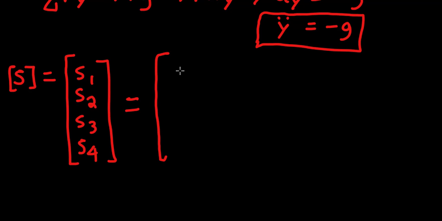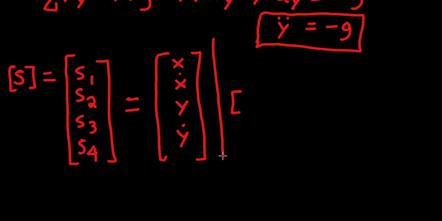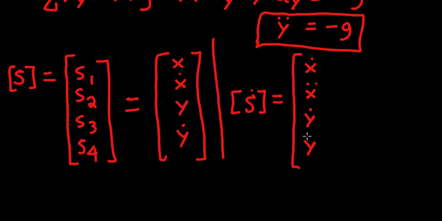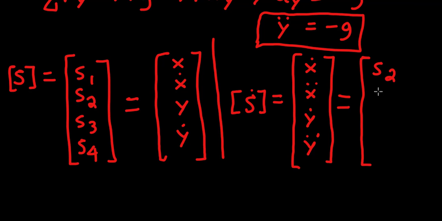And that will just be x, x dot, y, and y dot. If I want the derivative of my state vector, then that will clearly be x dot, x double dot, y dot, and y double dot. And thankfully these are super easy to get due to this laughably easy problem. X dot is just S2, x double dot is 0, y dot is just S4, and y double dot is simply negative g.